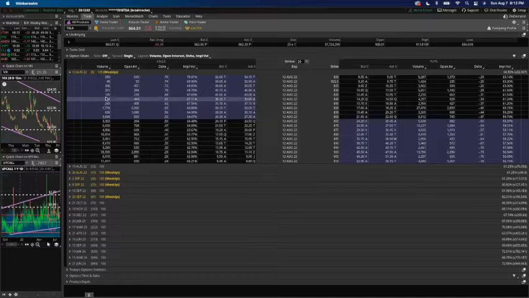Okay, so first thing we want to talk about is volume. Volume is the amount of shares. When you think about volume, when it comes to a stock price, it's the amount of shares being traded within a certain period of time. It's the same with options contracts. Volume is how many shares or contracts are being traded within that day.